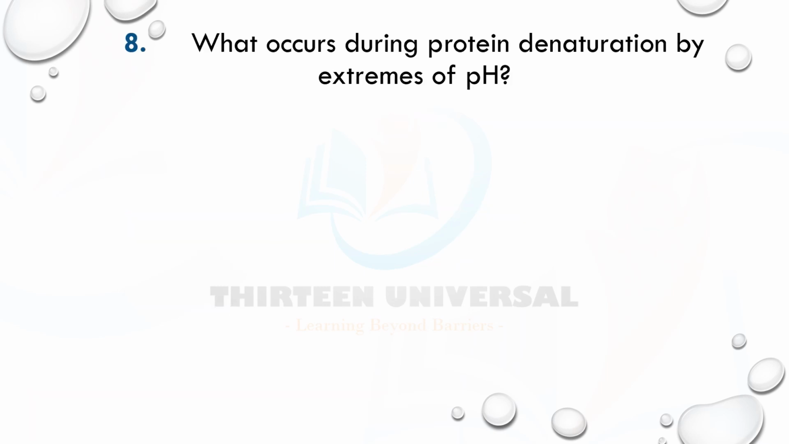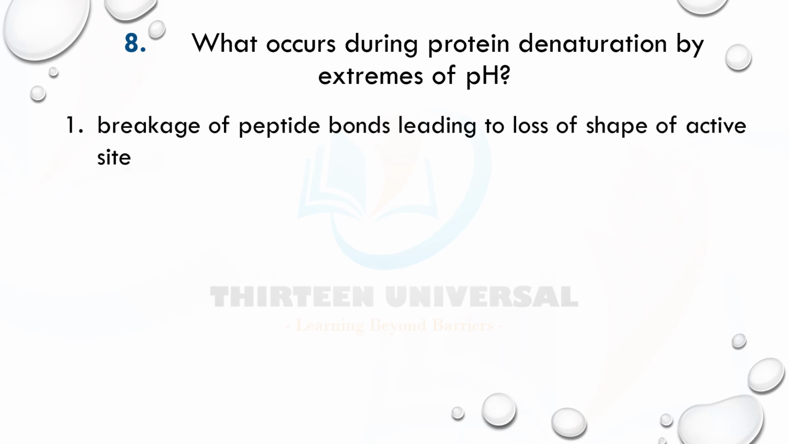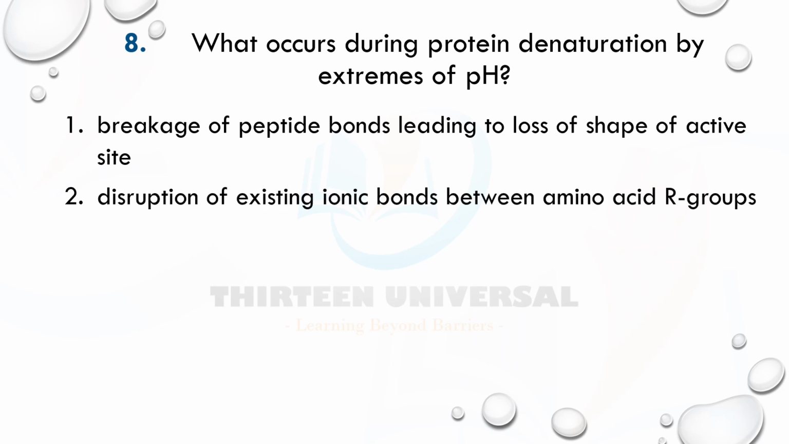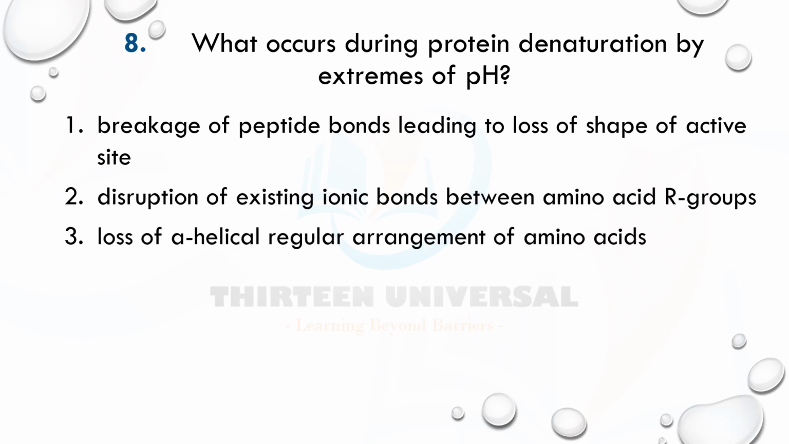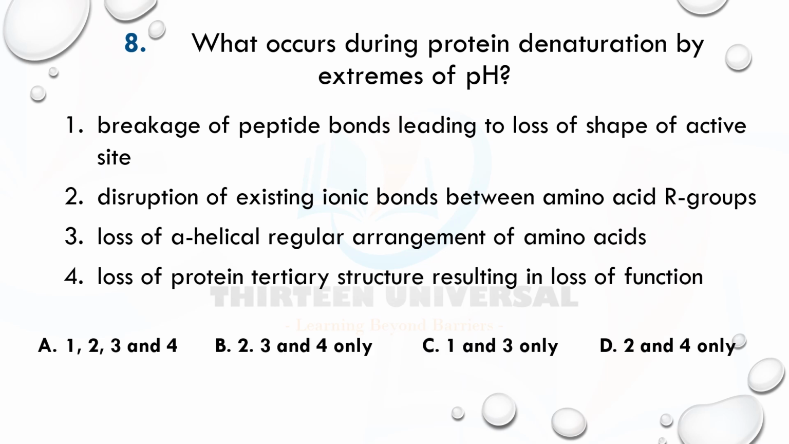Okay guys, now this is supposed to be number 10, but don't worry, it's a typo. What occurs during protein denaturation by extreme temperature, extreme pH? Okay, let's look at the things that occur. So figure it out. What do you think is the answer? I think this is our last question. So extreme temperature, please don't forget extreme pH, breaks two bonds: ionic bond and hydrogen bond.